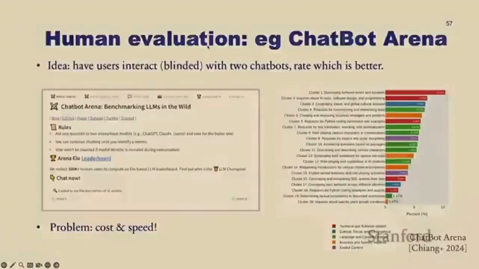So another issue is cost and speed. If you really want to use something like this for the development process, it will be too costly because you will need to basically pay a lot of humans to do that. So one simple idea is, again, as we said many times, just use LLM instead of humans. You probably know the drill at this point.